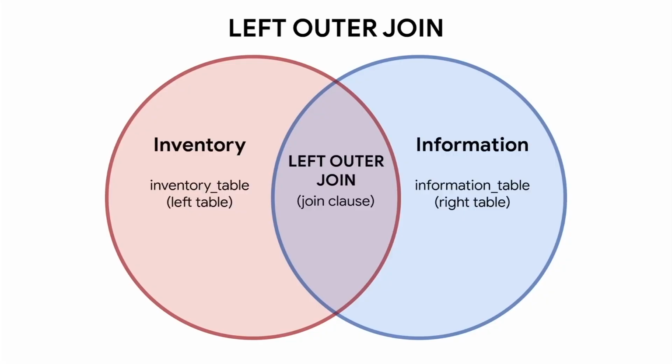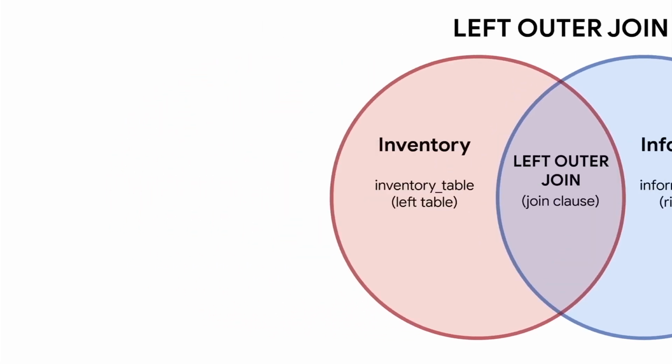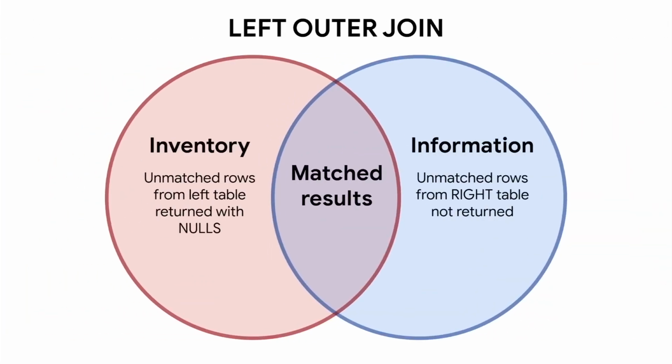Kinji places the inventory table to the left of the join clause to return both matched and unmatched rows from that table. Kinji then adds the information table to the other side of the join clause. Only the matched rows return from this table. The left outer join results in more rows being returned, including both matched and unmatched rows, but it also introduces a new challenge for Kinji.